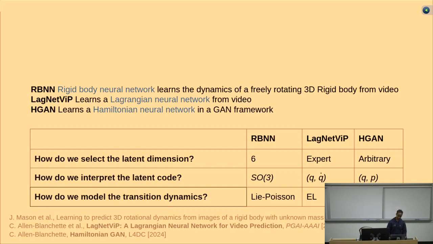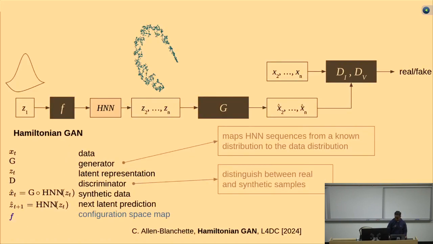Can you go back to the HGAN final slide? I want to make sure I understand. You feed in Z1, and from that you predict your synthetic data x2 hat through xn hat, which you compare to the real data. But where does Z1 come from? That's what I'm confused about.